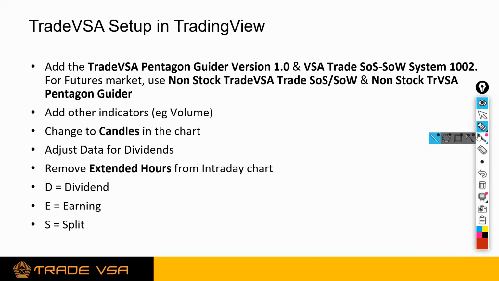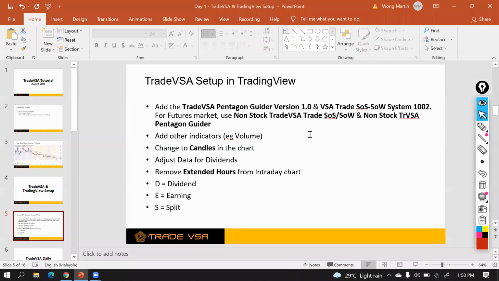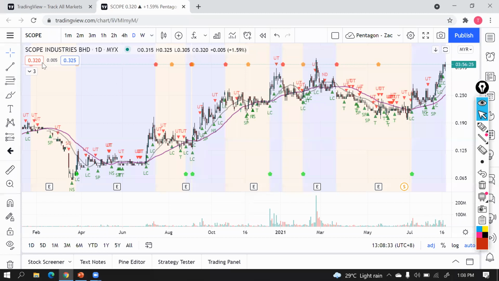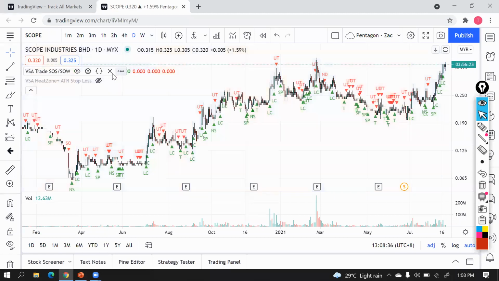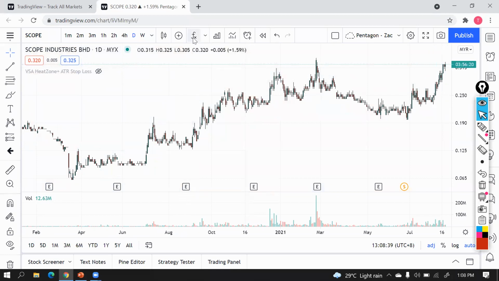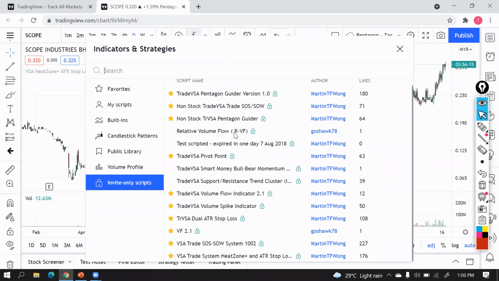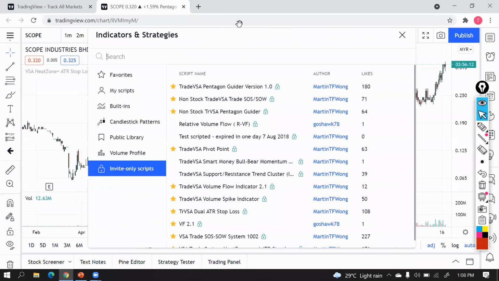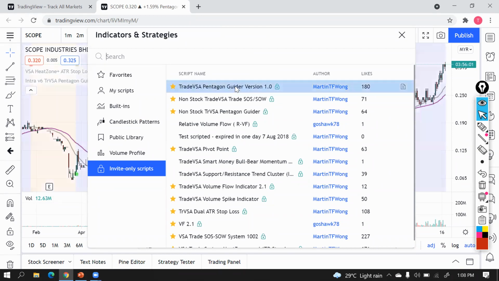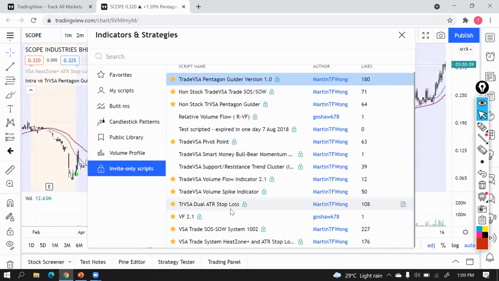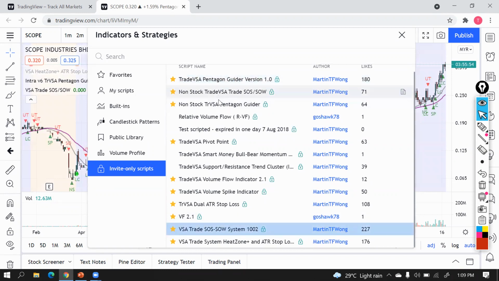So let me just show you using the chart over here. Let me erase here. Go to this FS indicators, environment script. Just ignore all of this, because some of it is for our purpose of doing trade testing. You should be able to find the first one, TradeVSA Screeners Guide version 1.0. Click on the name to add it into your chart. And the next one is SOSW 1002. This is the non-stock version for the futures market.